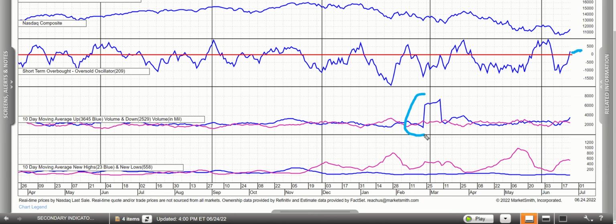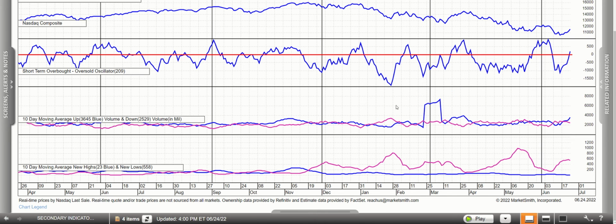Over here, you've got the 10-day moving average of up volume in blue and the 10-day moving average of down volume in red. What you want is the up volume. If we go long, we want to see this oscillator above zero, which it is. And we also want to see this up volume, the blue line, crossing above the red, which we got last week. So this is another way to look at that volume.